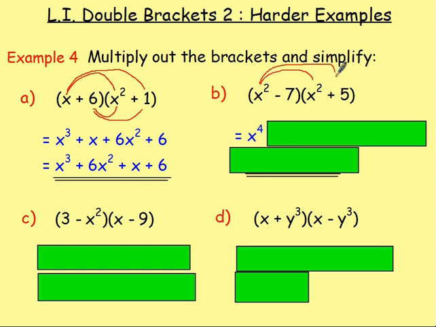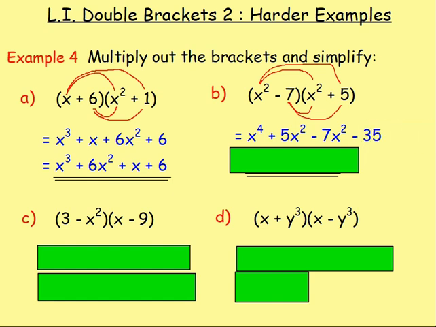X squared times by the plus 5. Positive times positive, so it's going to be positive. And x squared times 5 is just 5x squared. Negative 7 times x squared is just take away 7x squared. And negative 7 times positive 5. A negative and a positive gives you a negative. And 7 fives are 35.